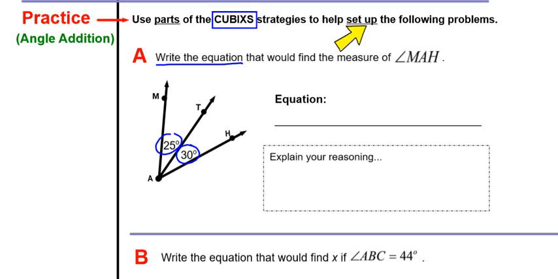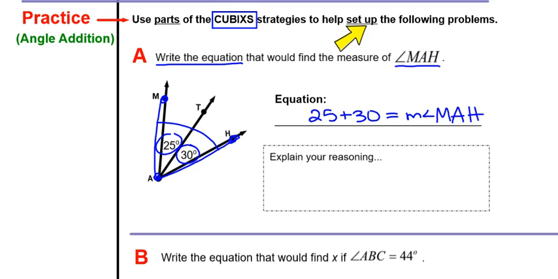Our picture is drawn, so let's draw our equation. What do we know here? Oh, sorry, we have to do MAH. M to A to H. Notice that's the whole picture there. So what would the equation be to equal MAH? We could say 25 plus 30 is equal to the measure of angle MAH. And we might even be able to just say that that equals 55 degrees. How do we know all of this?